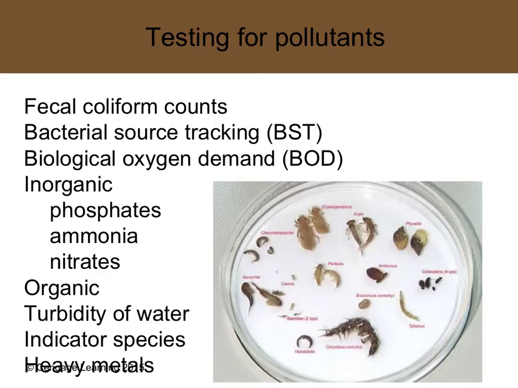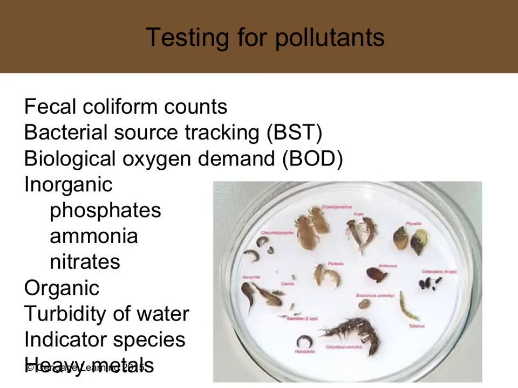We can do bacterial source tracking, or BST. With this we can actually figure out where that bacteria came from due to DNA analysis. Biological oxygen demand, or BOD, is the amount of oxygen that bacteria are using to decompose. So in other words, aerobic bacteria. If we have a very high biological oxygen demand, in other words, they are demanding lots of oxygen, we've got lots of bacteria, which means we've probably got lots of pollutants, because bacteria likes to get rid of those pollutants, which is a good thing.